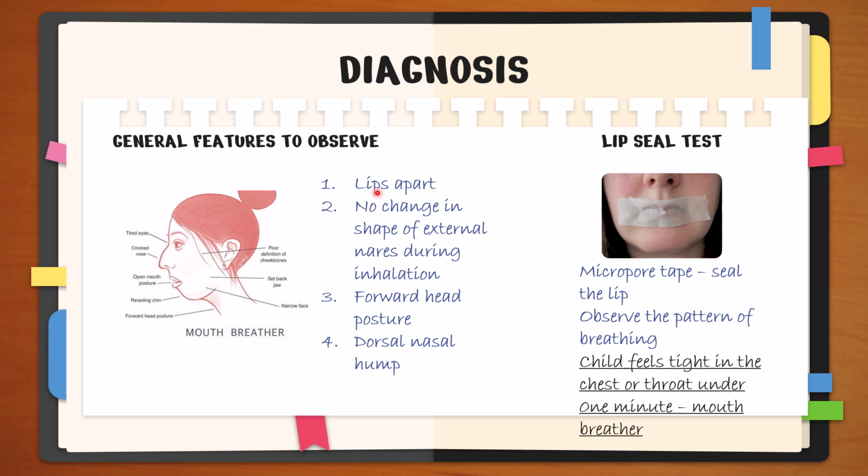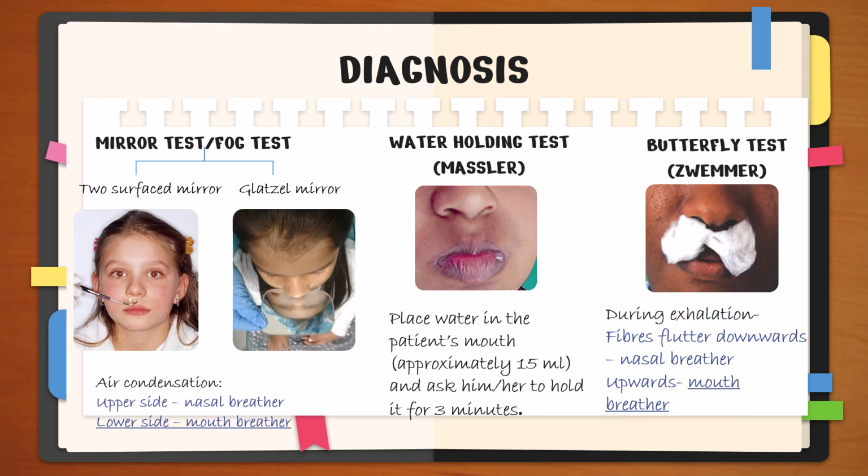Functional tests include the micropore tape seal test, sealing the lips and observing the discomfort; the mirror or fog test, noting the condensation during exhalation; the water holding test, whether the child can hold water in the mouth for 3 minutes; and the butterfly test, where the fibers move during oronasal breathing. If the fibers flutter downwards, they are nasal breathers. If the fibers flutter upwards, they are mouth breathers.